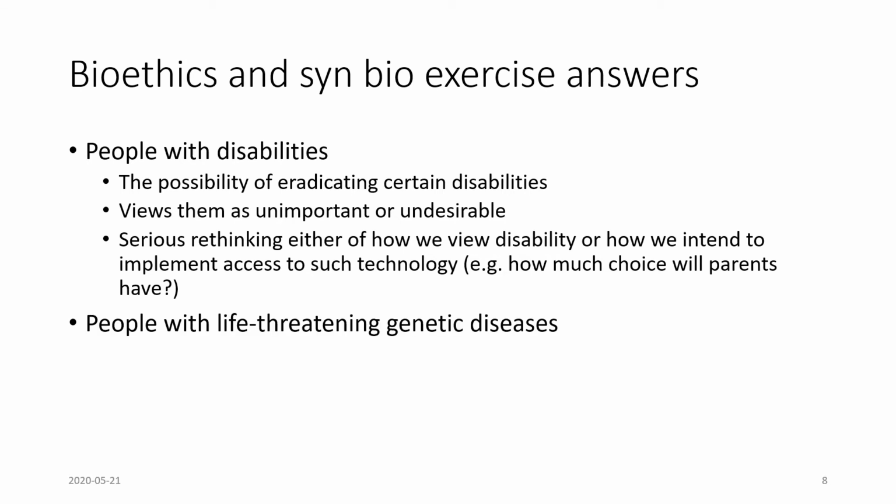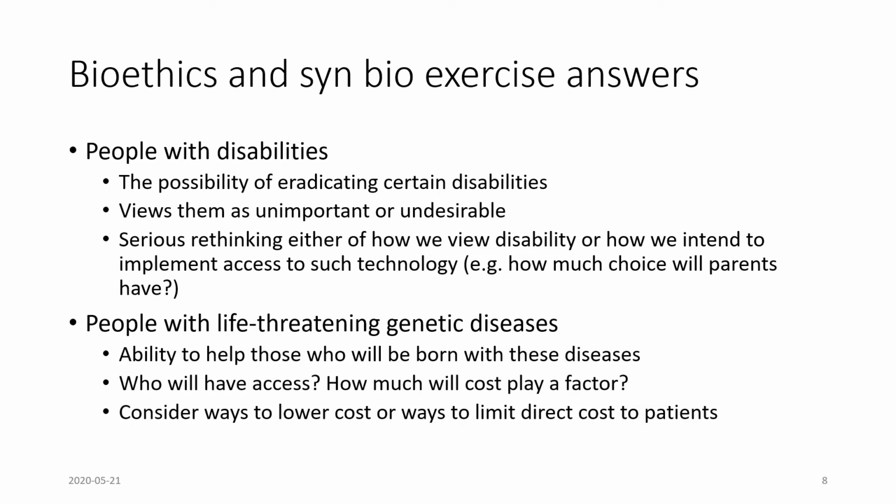And then another option here would be people with life-threatening genetic diseases, who would absolutely be stakeholders in this scenario. So these are people who could have something like Huntington's disease, where it is life-threatening. You are very likely to die from that disease, and it is a genetic disease.